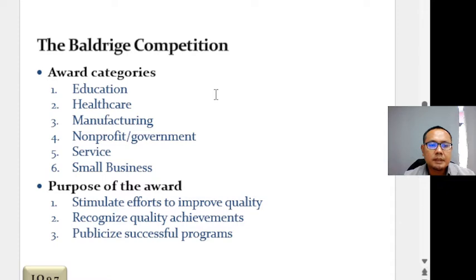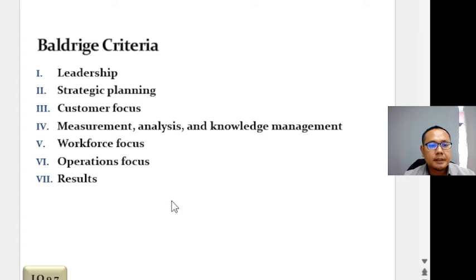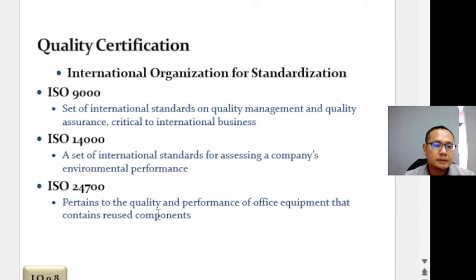The Baldrige competition has quality award categories based on education, healthcare, manufacturing, nonprofit, service, for-profit, government, and small business. The purpose of the award is to stimulate effort to improve quality, recognize quality achievement, and publicize successful programs. The Baldrige criteria are leadership, strategic planning, customer focus, measurement, analysis and knowledge management, workforce focus, operations focus, and results.